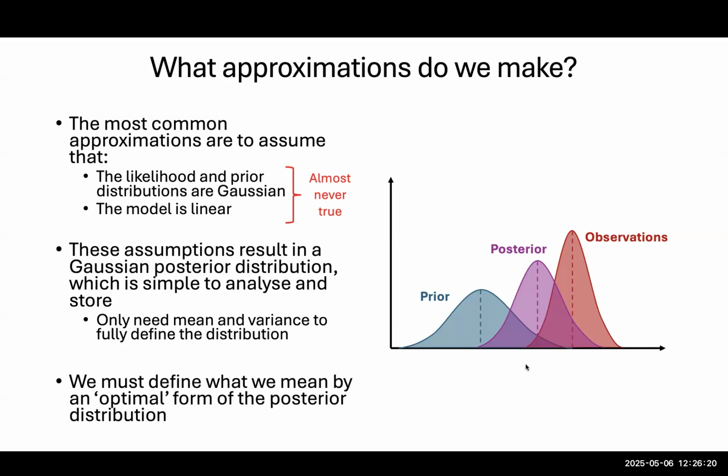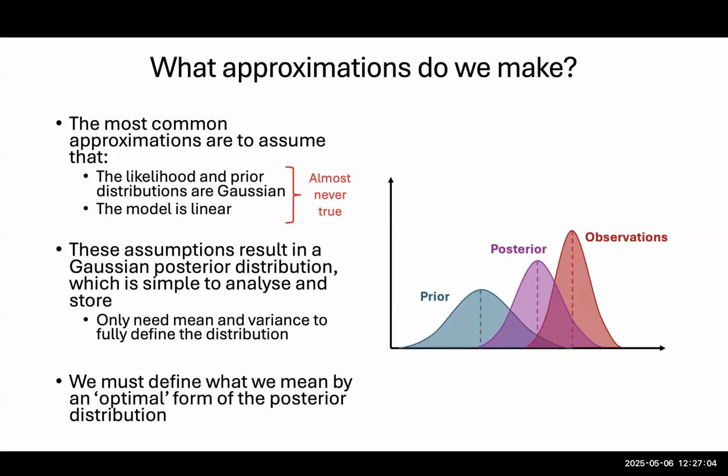If the model is linear and everything is Gaussian, then it will stay Gaussian as the model propagates things forwards in time. But the advantage of assuming this is that if everything is Gaussian, we only need two values to fully define the distribution, the mean and the covariance matrix. So that's why we make this assumption.